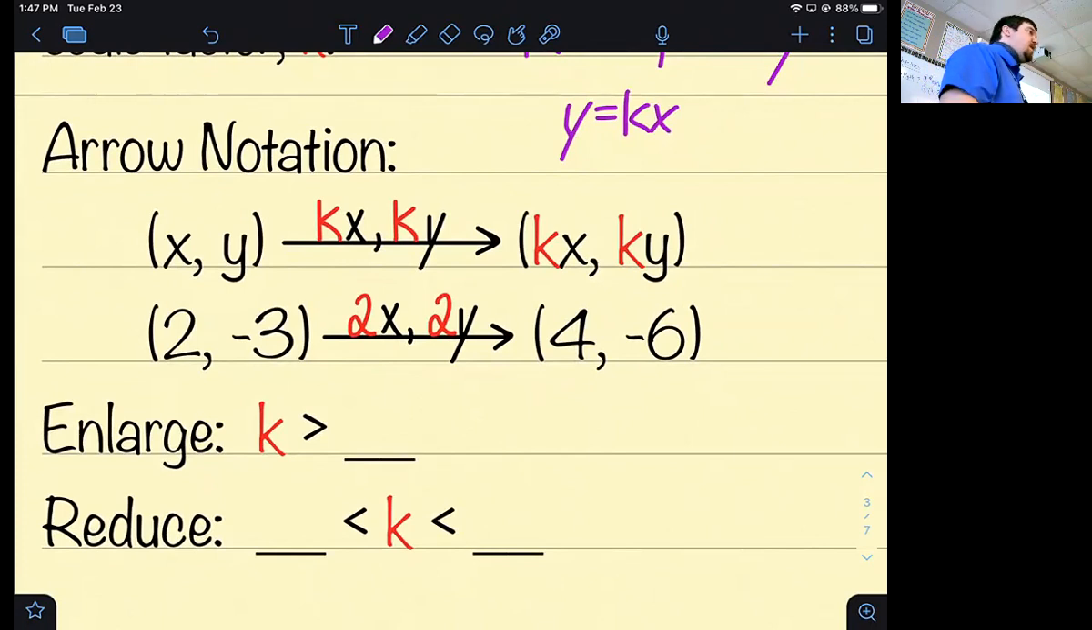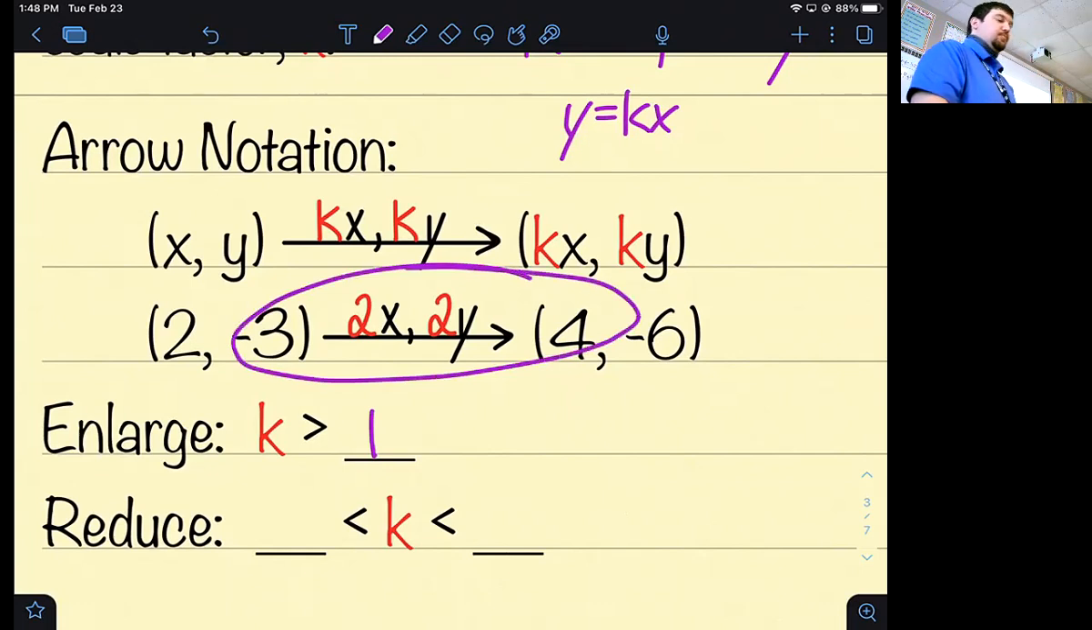Now, let's start with this. What number would I multiply by and the shape not change? 1. So if I want the shape to get larger, I have to multiply it by a number that's larger than 1. Yes, for your arrow notation, you just write 2x comma 2y or 3x comma 3y.